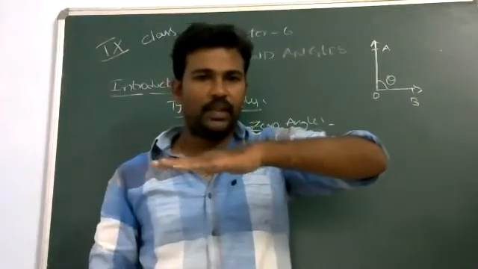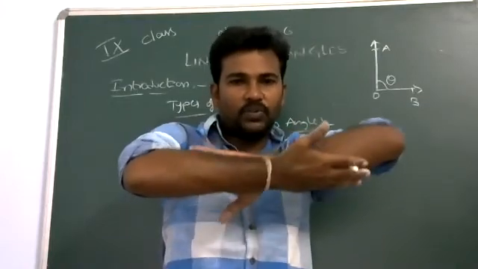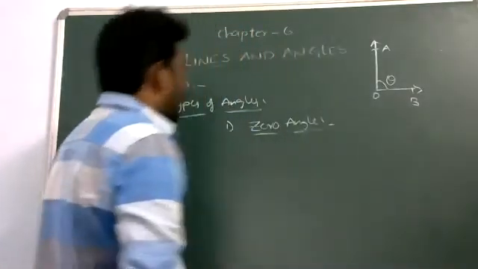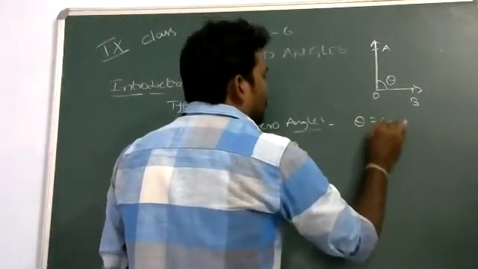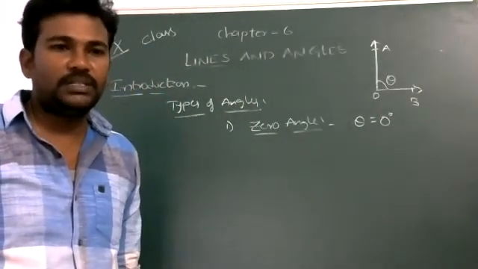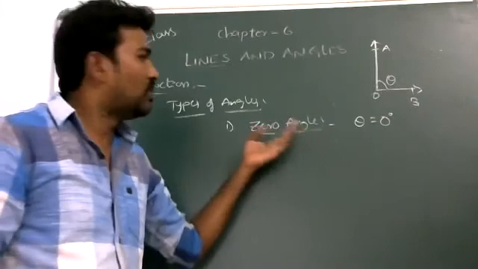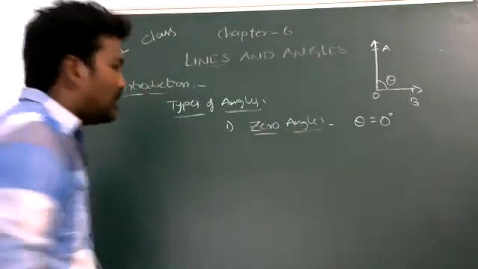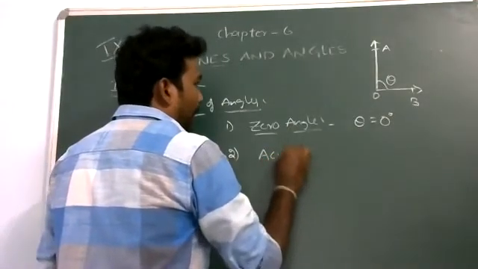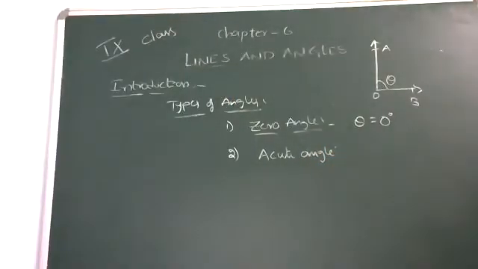Suppose this is one arm and this is the second arm. There is no gap between these two. Now you can observe there is no angle, so theta equals 0 degrees. Those angles are called zero angles. Second one comes to the acute angle. Here I am going to construct one more diagram.